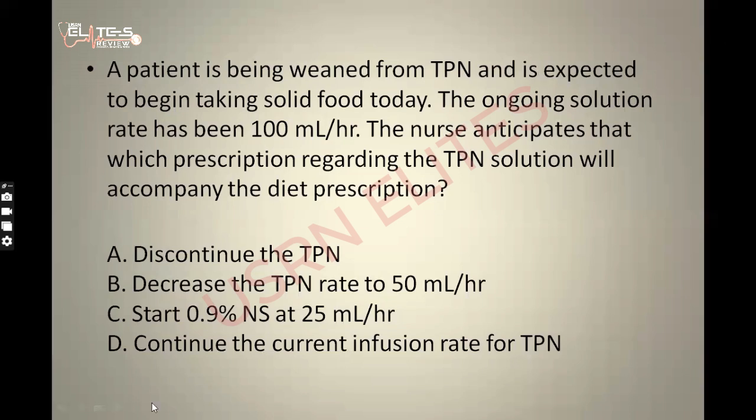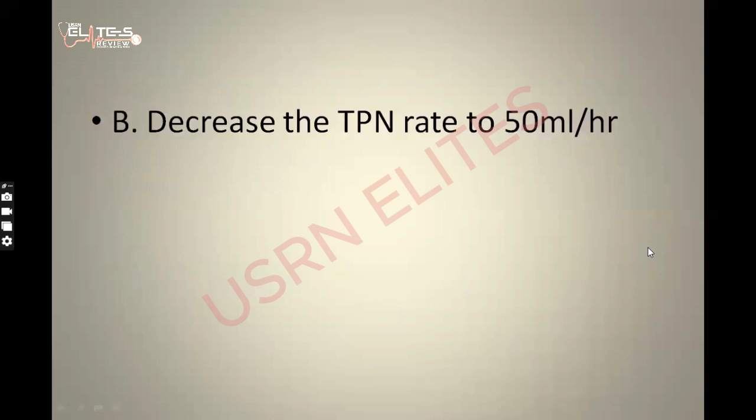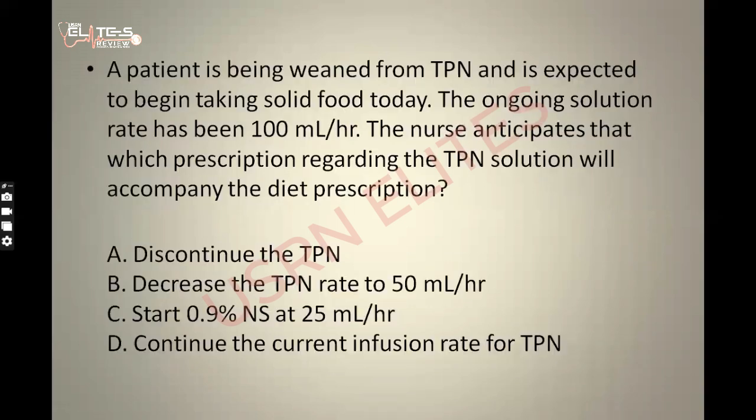Irene, okay, I'll take Irene. I'll take B, decrease TPN rate to 50 mil per hour. Okay, Sister Gloria, thank you. I'll also go for B, decrease the TPN rate to 50 mils per hour. I think this one is quite easy, so I want to use this time to call more. But if you don't understand why the answer is B, you can let us know so that we help you.